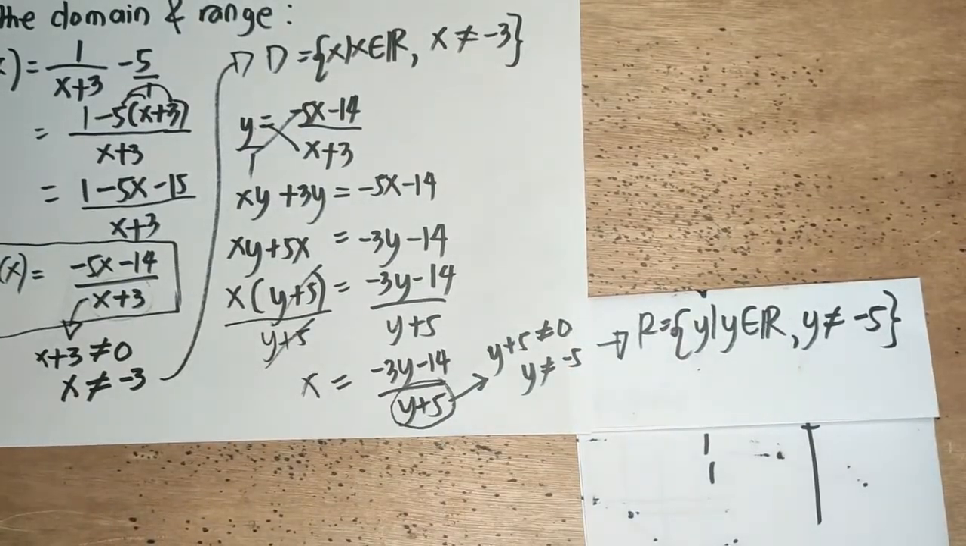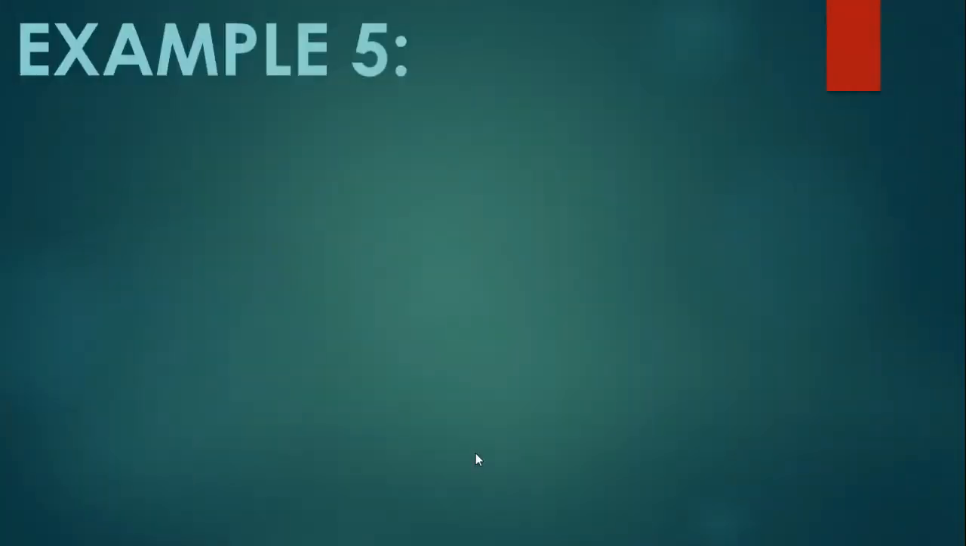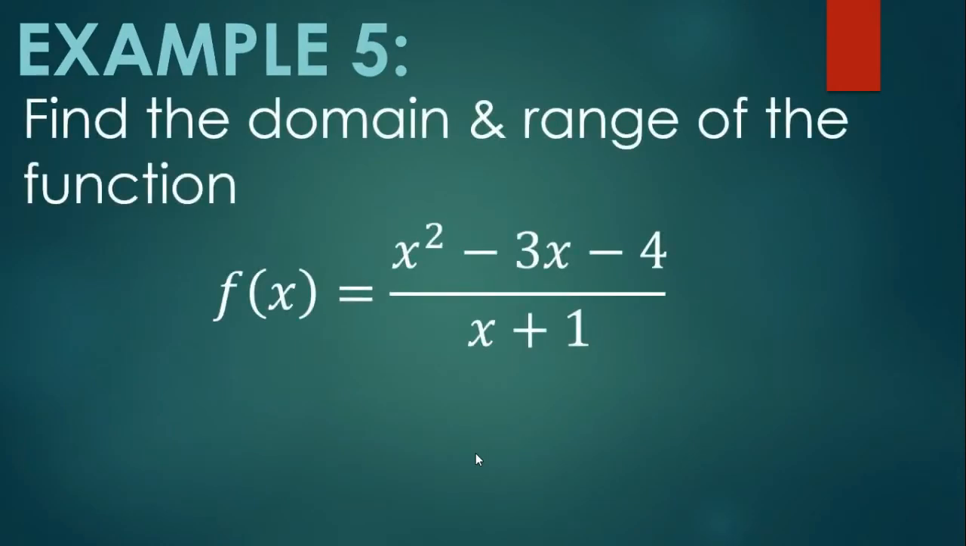Understood? For the fifth example, find the domain and range of the function f of x is equal to x squared minus 3x minus 4 all over x plus 1. For the solution, watch this video.